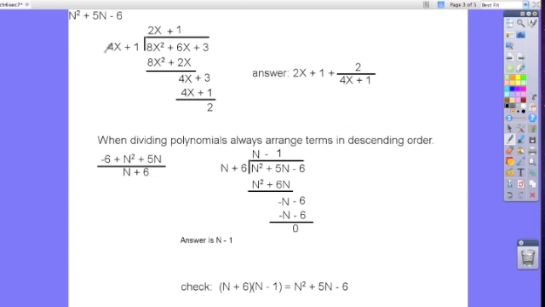Let's try this one. Forget this up here, that was a mistake. 4x plus 1 into 8x squared plus 6x plus 3. So once again, 4x goes into 8x squared how many times? Or what times 4x is 8x squared? 2x. 2x times 4x is 8x squared. 2x times 1 is 2x. Remember, you have to multiply it by this whole quantity, whatever this is.